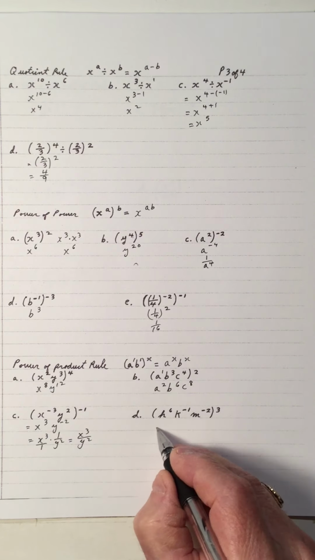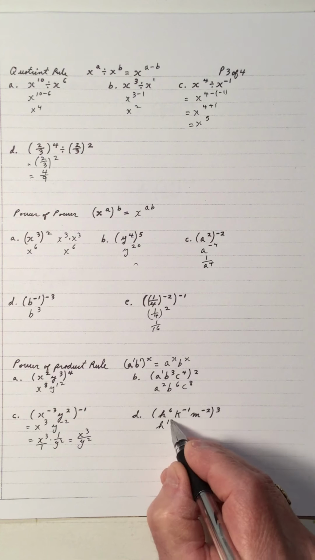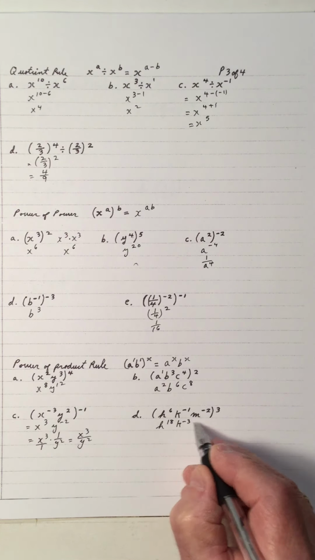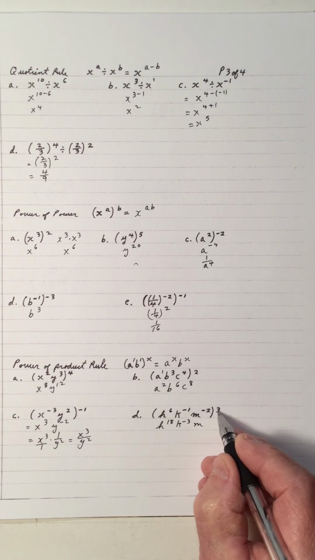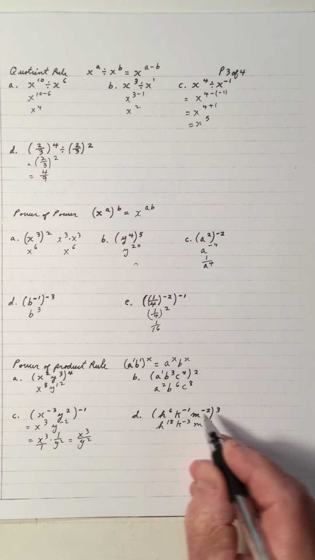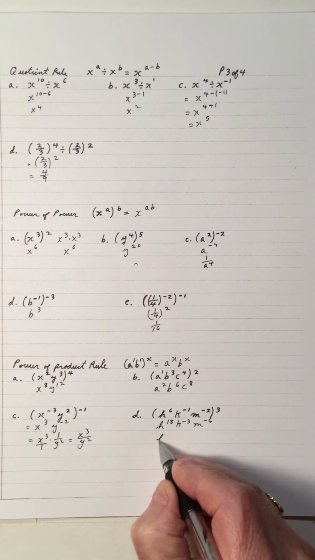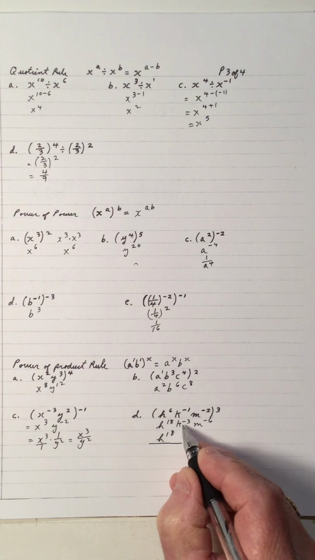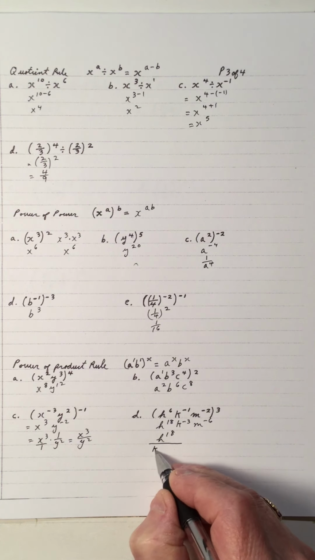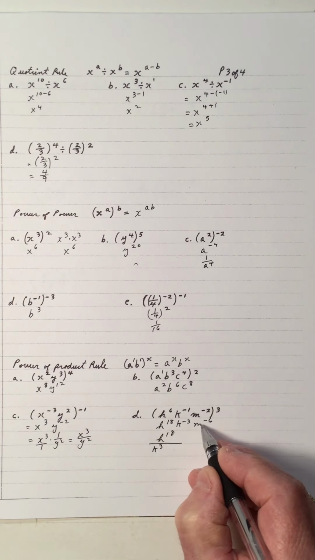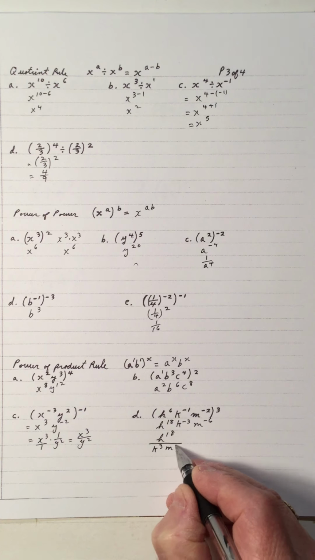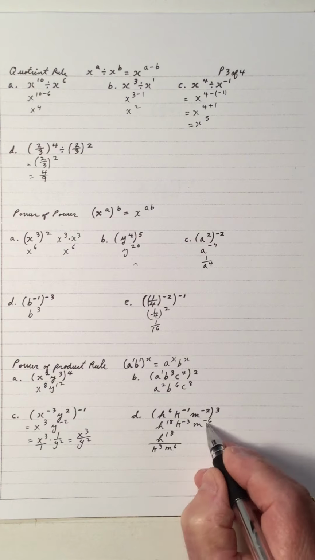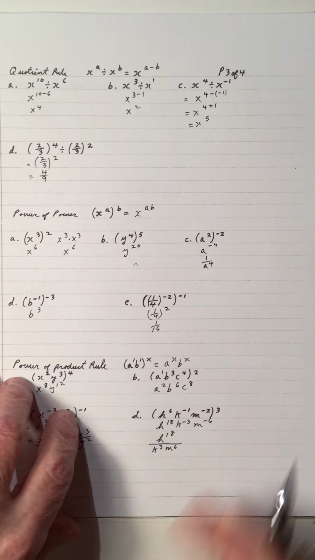Power of a power, we have h. 6 times 3 is 18. Negative 1 times 3 is negative 3. And negative 2 times 3 is negative 6. So we have h to the 18. And this becomes 1 over, so that becomes k cubed on the bottom. This becomes 1 over m to the 6. So the negative 3 moves to the bottom, the negative 6 moves to the bottom because it becomes 1 over.